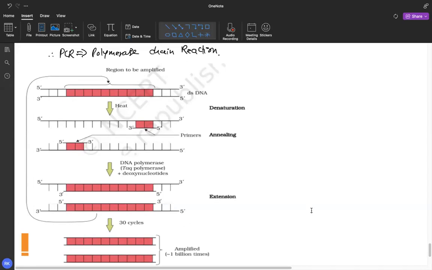Could be police control room, which it actually is. PCR vans are police control room vans. What does the word polymerase chain reaction mean to you?